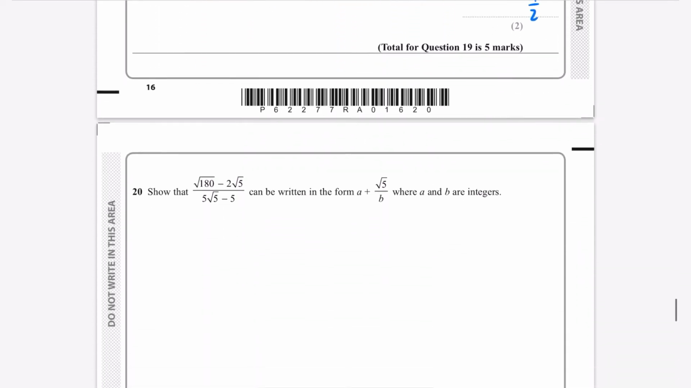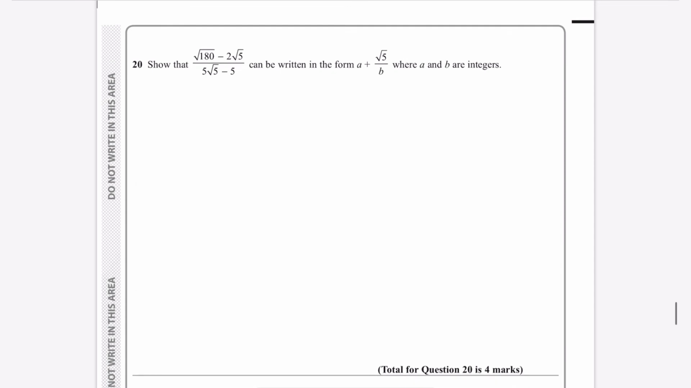Okay, question 20. This is a surds question, and I will try and link all my videos that I've done on these kinds of topics as well. So we want to try and simplify this, and it looks like everything is in terms of root 5 here, so I definitely think I want to see if there's any simplification that can happen to this root 180.